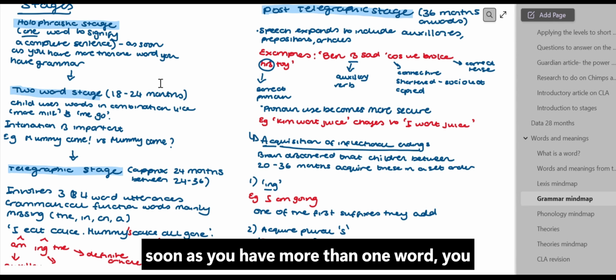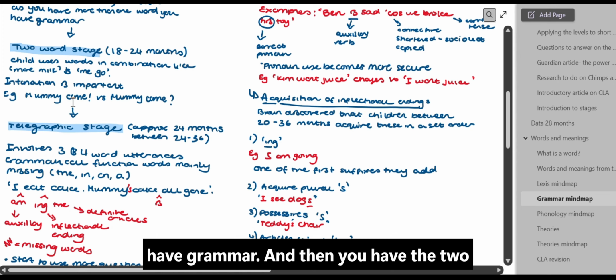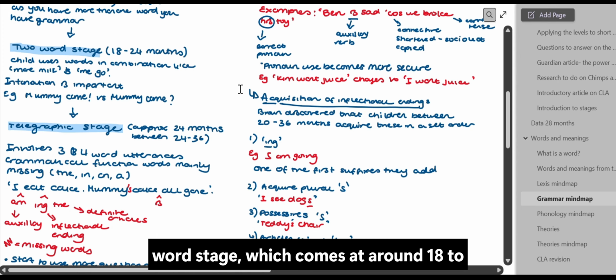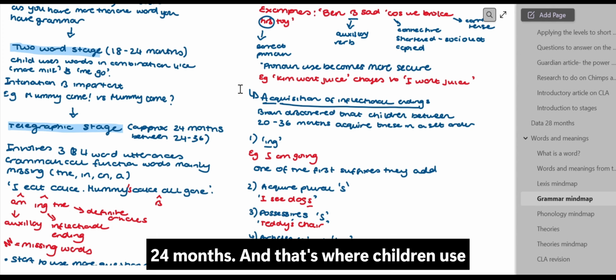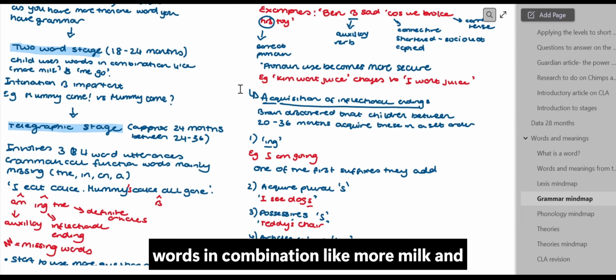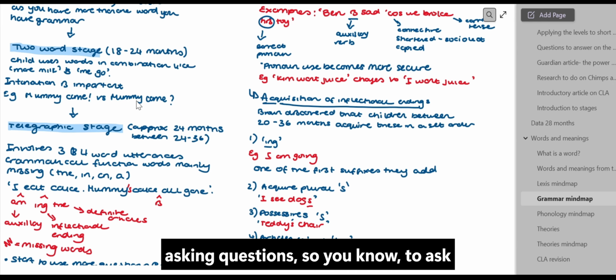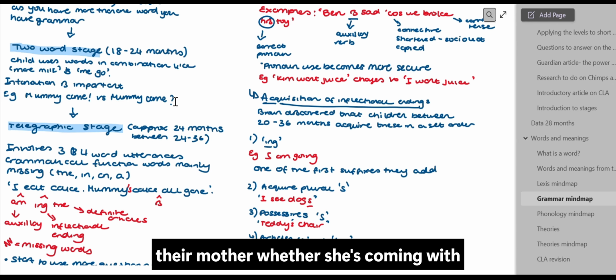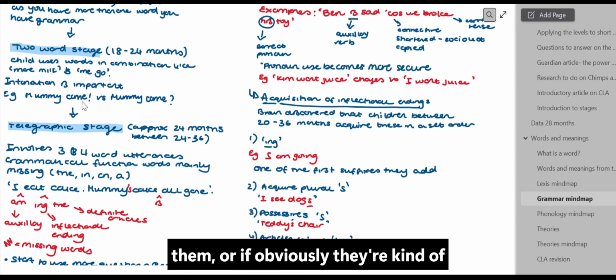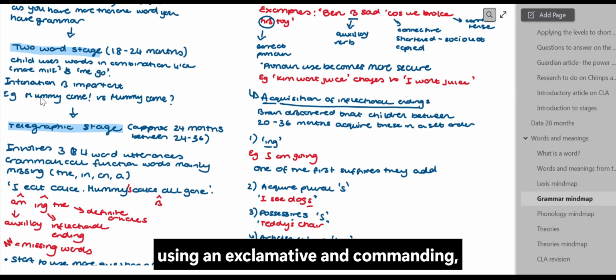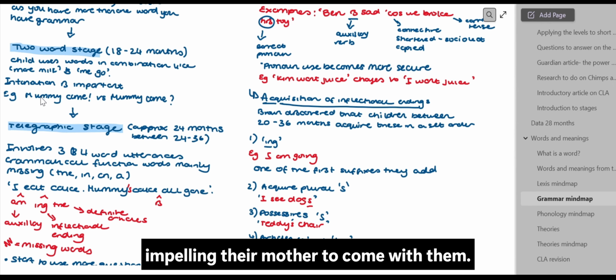And as soon as you have more than one word, you have grammar. Then you have the 2 word stage, which comes at around 18 to 24 months. That's where children use words in combination like more milk and me go. And the intonation is quite important, so if they're asking questions, such as asking their mother whether she's coming with them, or if they're using an exclamative and commanding and telling their mother to come with them.